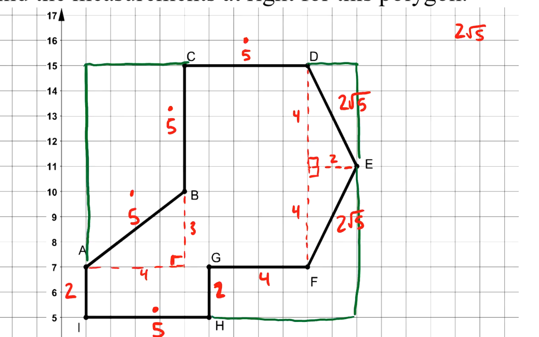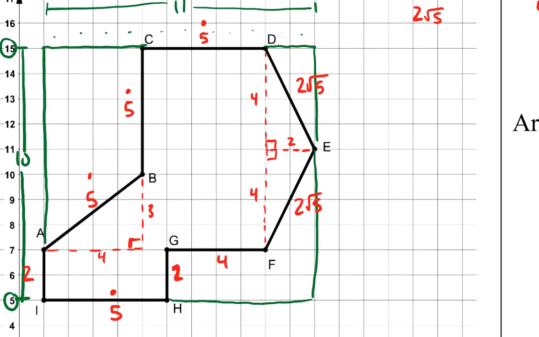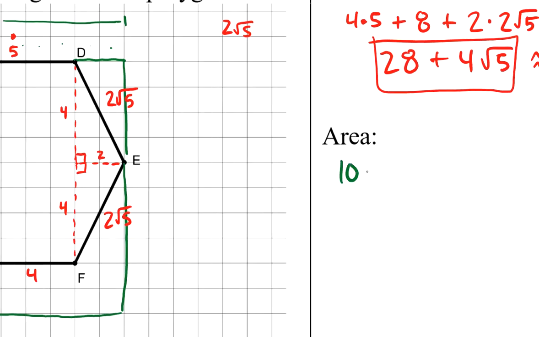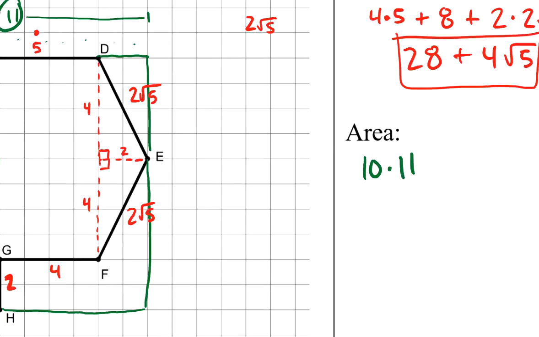So the dimensions of this are what? 1, 2, 3, 4, 5, 6, 7, 8, 9, 10, 11. So this is 11 units long from here to here. And this is starting at 15 and going down to the number 5. Well, from 5 to 15 is a change of 10 units, so this is 10 units long. So I know that the area of everything there is 10 times 11. So that's 110, but I need to subtract some stuff from that.